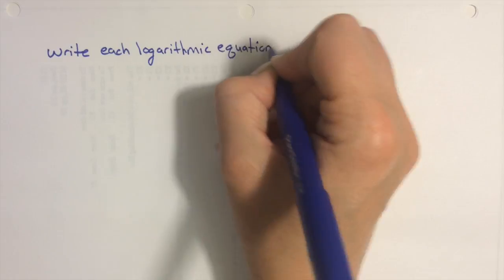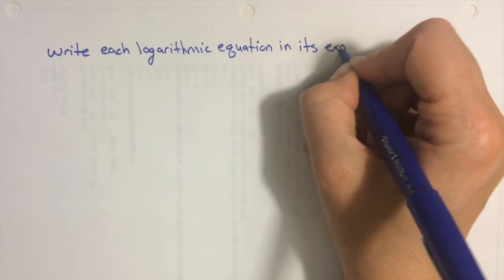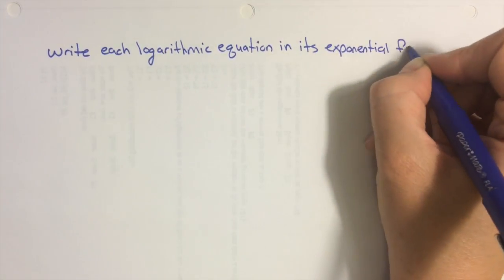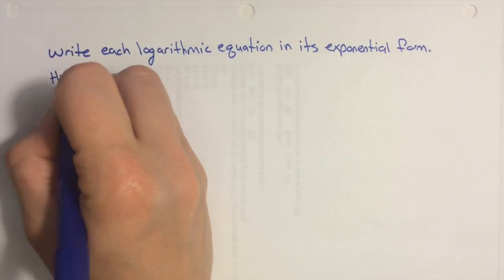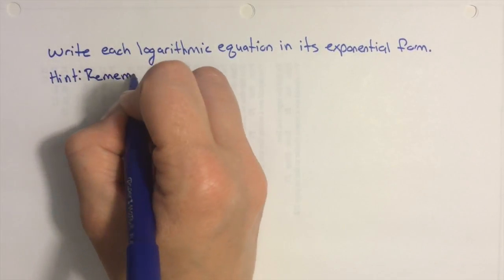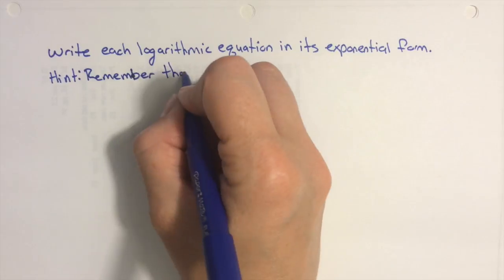Next, we'll look at going the other way, starting with a logarithmic equation and rewriting it as an exponential equation. It will be helpful to remember that a logarithm that doesn't appear to have a base is actually the common log, a log base 10, and ln is used to mean the natural log, or log base e.